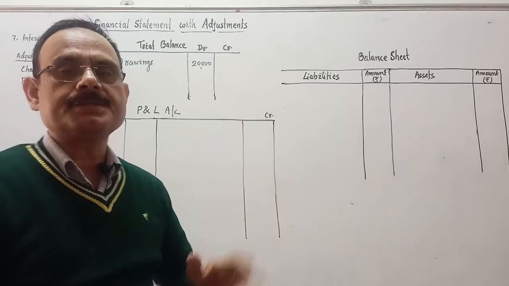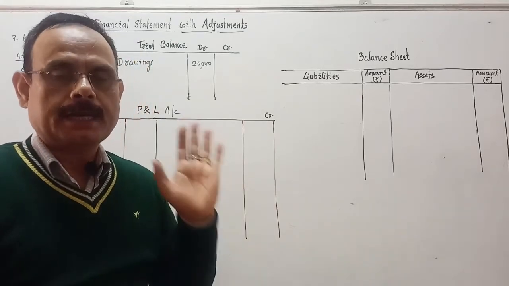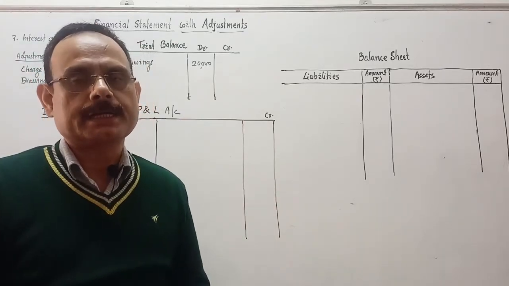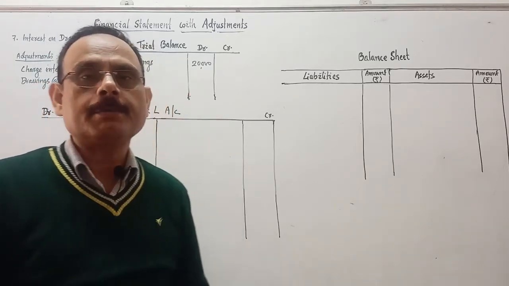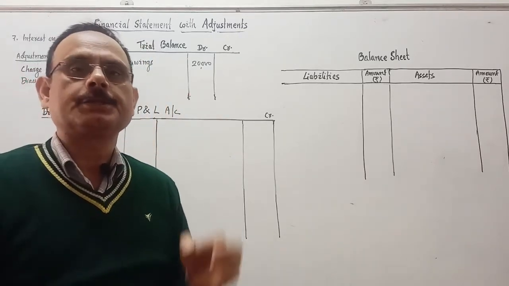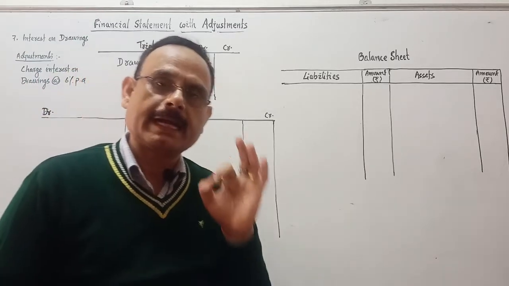So interest on drawing will be credited to the PL account. And in the balance sheet, this will be deducted from the capital. If it is not paid by the proprietor, then this will be deducted from their capital.